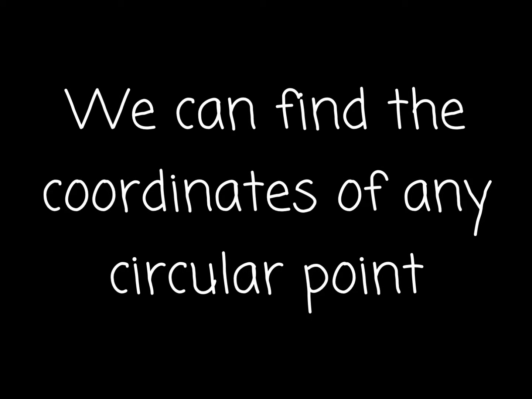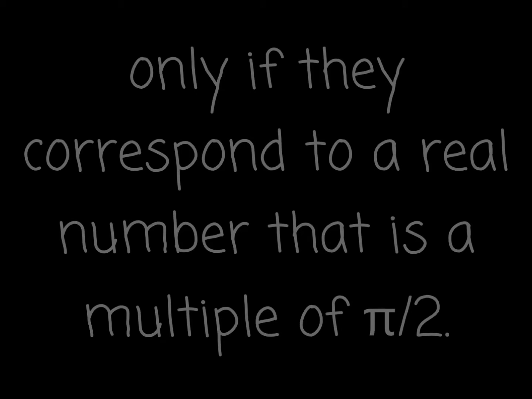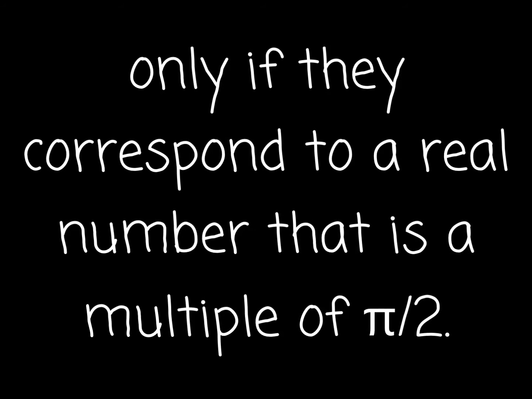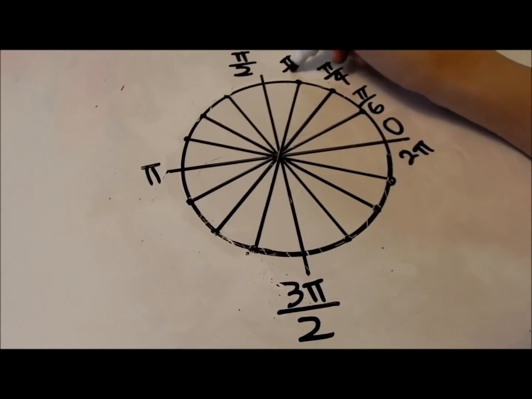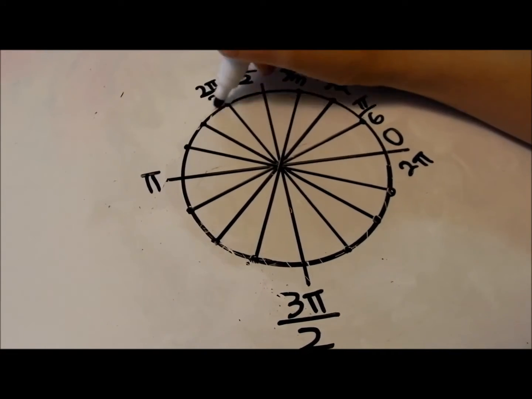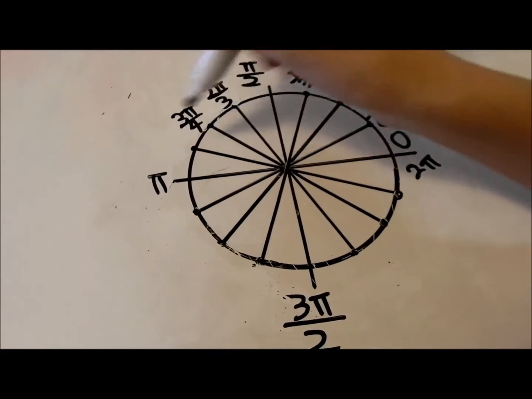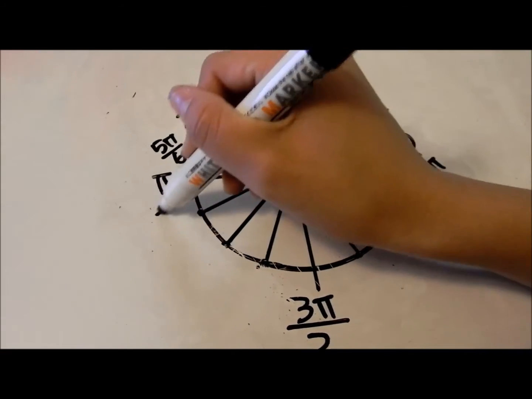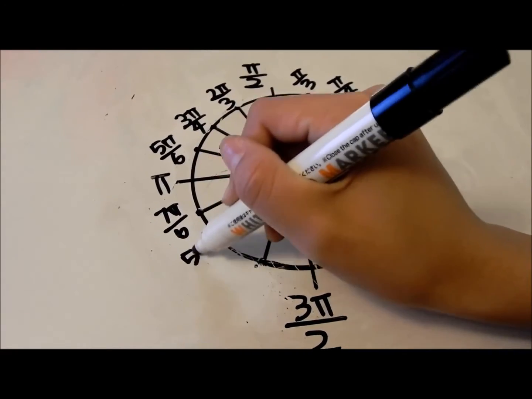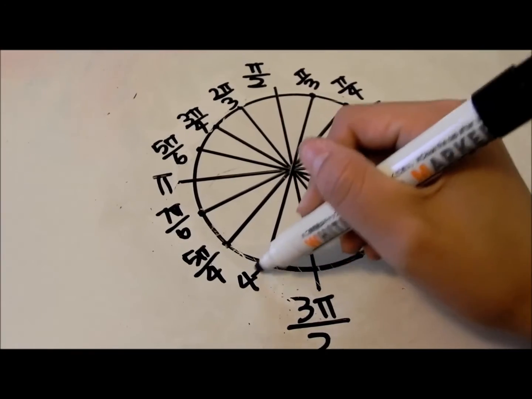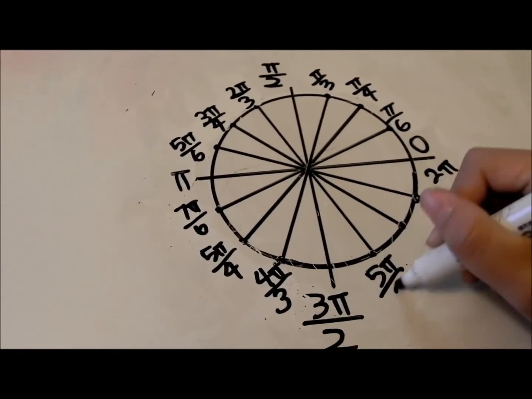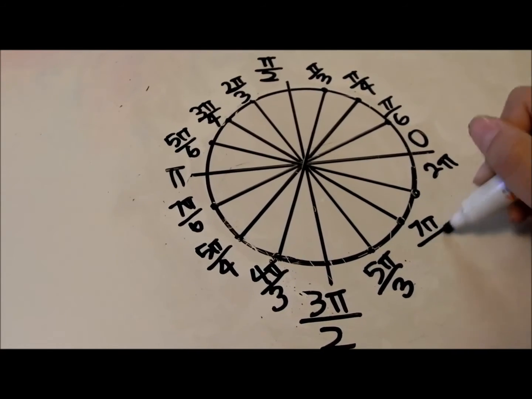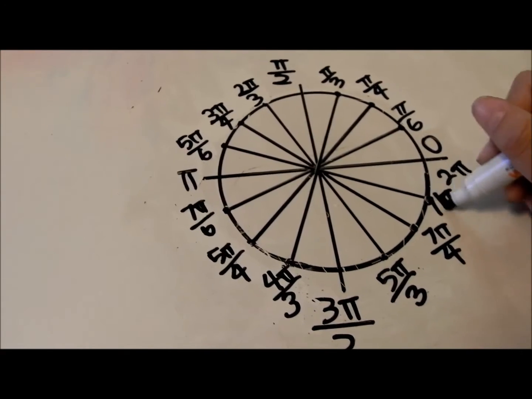We can find the coordinates of any circular point only if they correspond to a real number that is a multiple of pi over 2. The most common numbers seen on the unit circle are pi over 6, pi over 4, pi over 3, 2 pi over 3, 3 pi over 4, 5 pi over 6, 7 pi over 6, 5 pi over 4, 4 pi over 3, 5 pi over 3, 7 pi over 4, and 11 pi over 6.